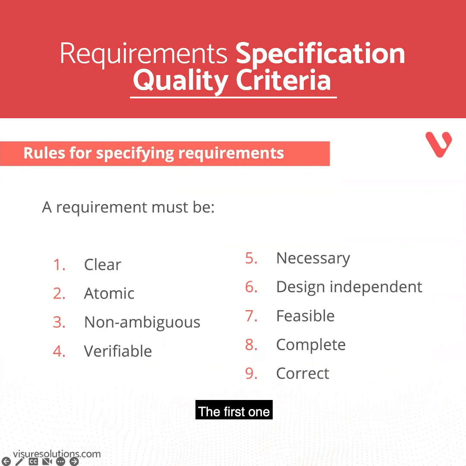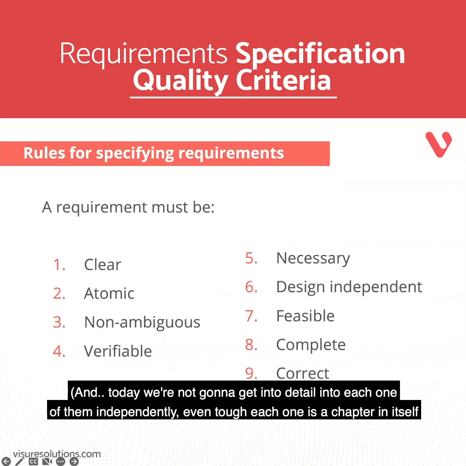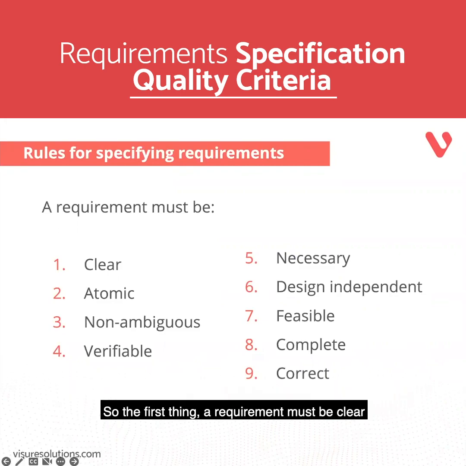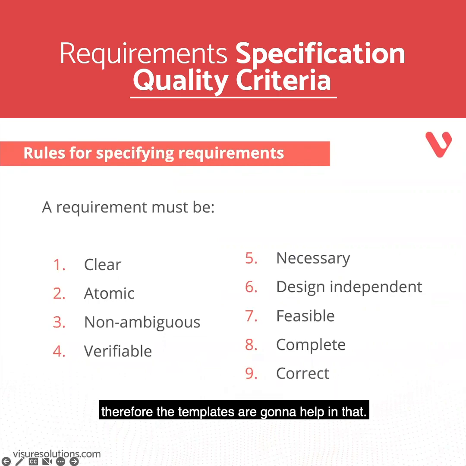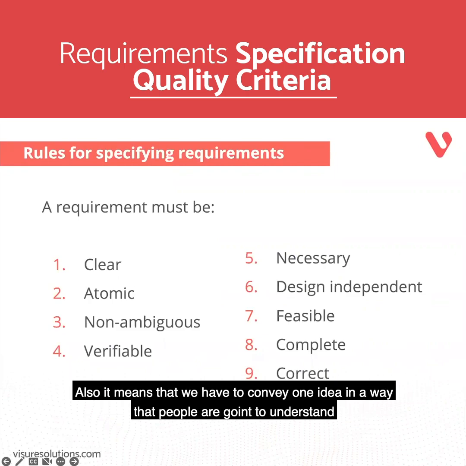The first one, and today we're not going to get into the detail of each one of them independently, even though each one is a chapter in itself, right? So the first thing, a requirement must be clear. And this is sometimes very complicated to achieve. Clear means that it has to be a concise sentence. Therefore, the templates are going to help in that. Also, it means that we have to convey one idea in a way that people are going to understand.